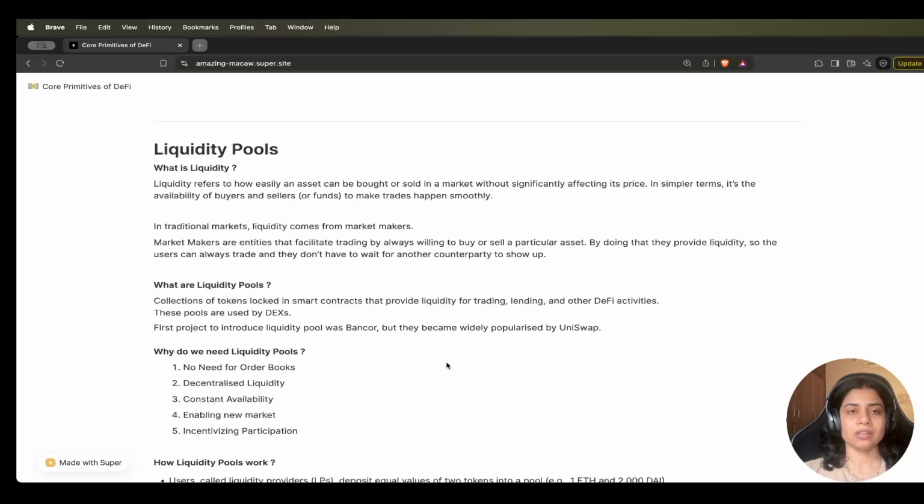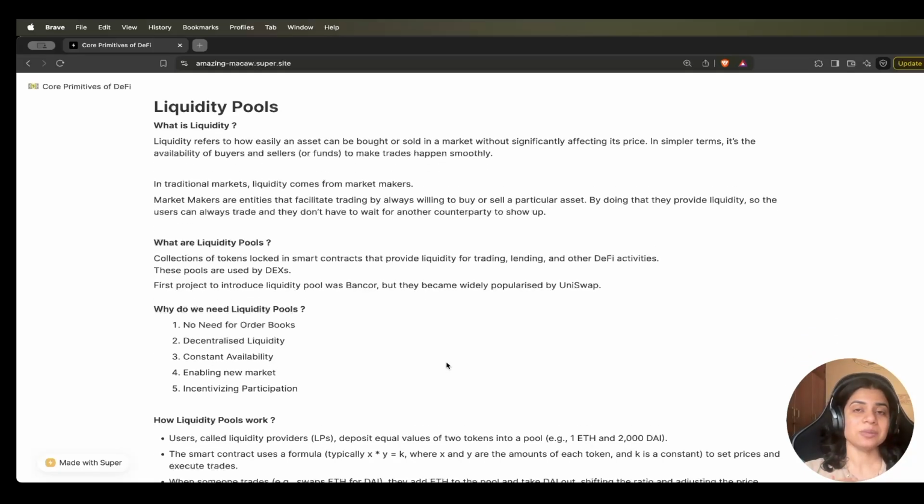They are open 24/7 globally. They also enable new markets because anybody can list their tokens into these liquidity pools. And whosoever participates in the liquidity pools, we incentivize them. So this keeps a sustainable way of providing liquidity in the DEX space.